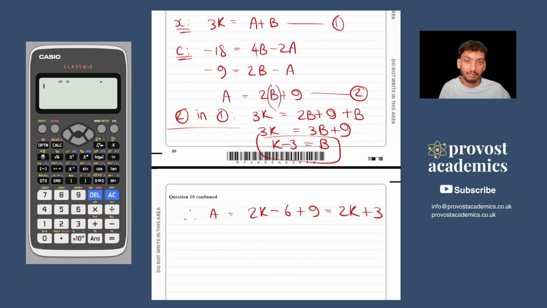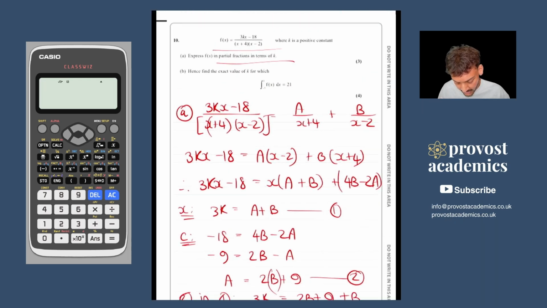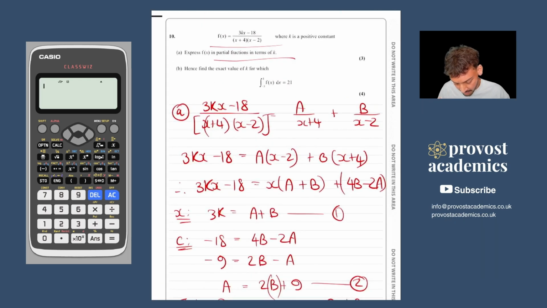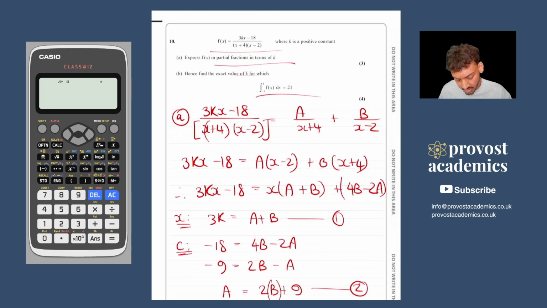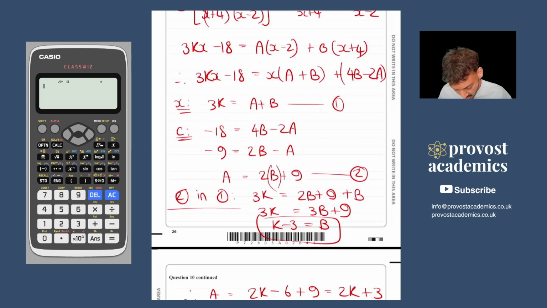So I've taken all of b, put it into a, and just gone with it in one line. Hope I didn't go too fast. Okay, next question says, find the exact value for k for which we have this integral, and this integral is equal to 21. So this integral is integrating the partial fraction, so that's why they ask us to do the partial fractions in the beginning.